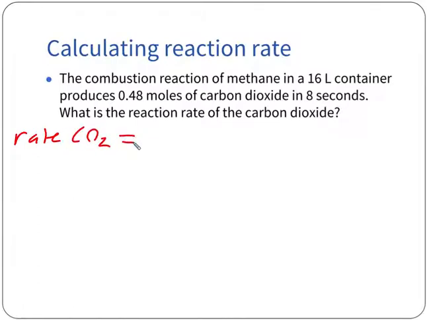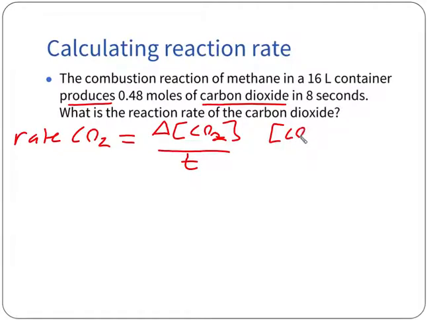Now, because it's producing the carbon dioxide, that means this is a product, and for a product, the form is always without the negative sign, right? So it's just the change in concentration of CO2 divided by the time that should give us our rate. Now, for that CO2, we're still going to have to figure out the original and final concentrations. So let's try that out.